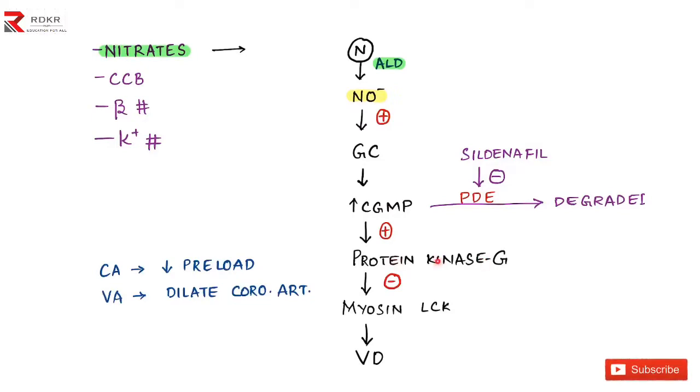The protein kinase G will inhibit the myosin light chain kinases. So when the myosin light chain kinases are inhibited, then the vessels get dilated. So our ultimate goal has been achieved. So the dilation of vessels has been achieved with the help of nitrates.